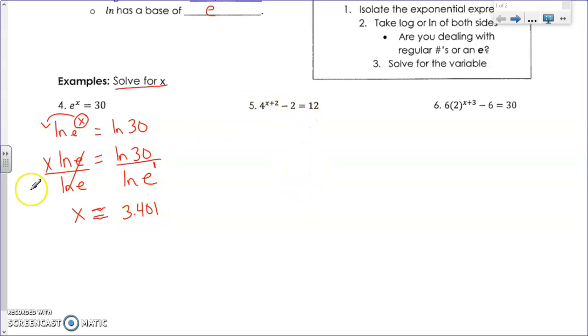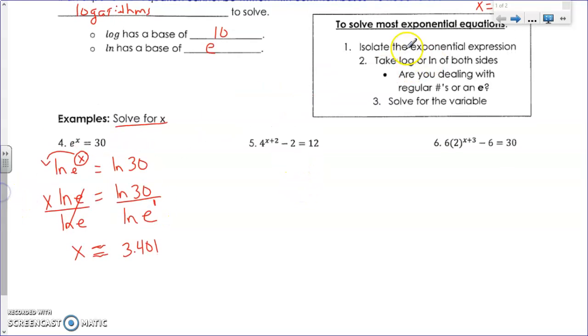Okay, so here, if you go back up to our steps, you want to isolate the exponential. So we want to get this by itself first. So we need to move this 2. So we're going to add 2 to both sides. We get 4 to the x plus 2 equals 12 plus 2 is 14.